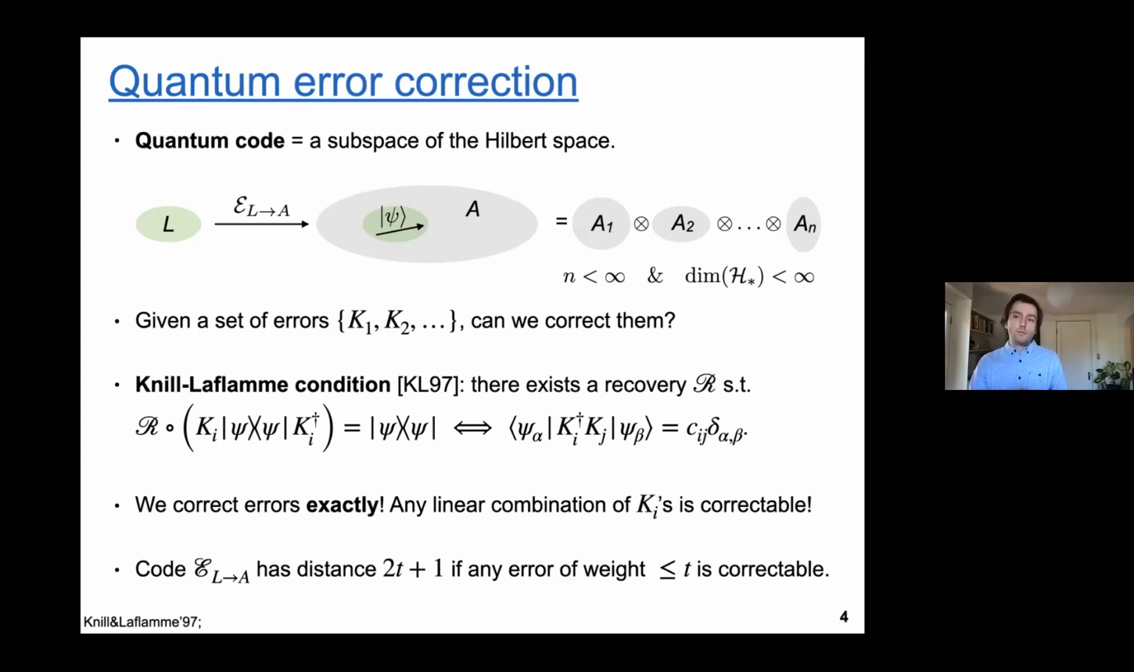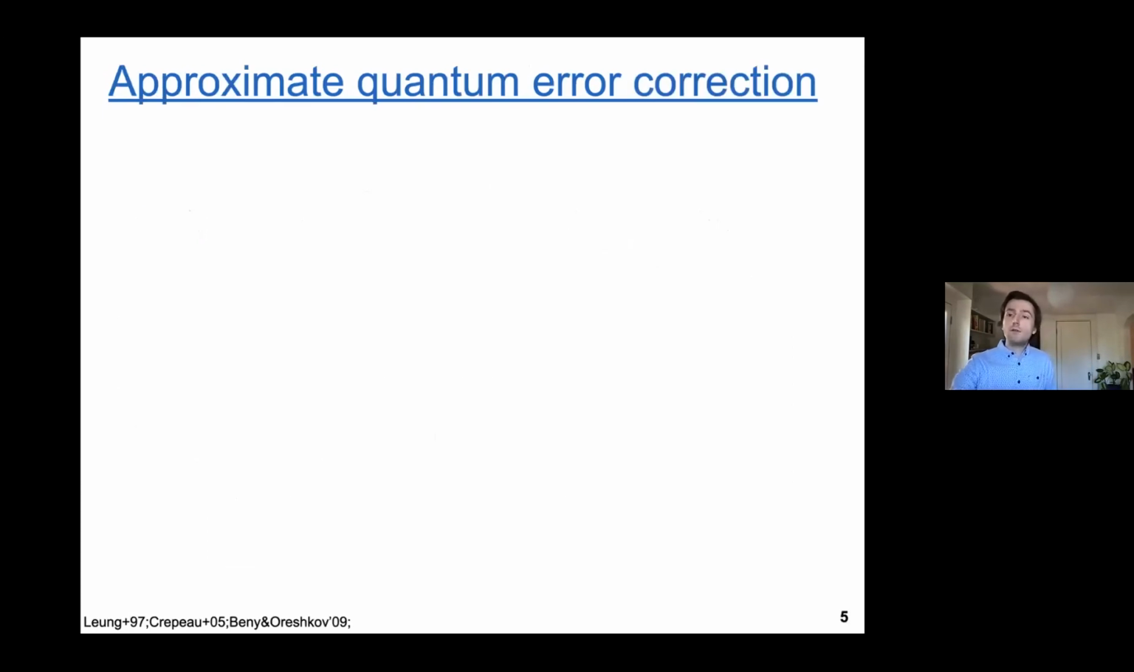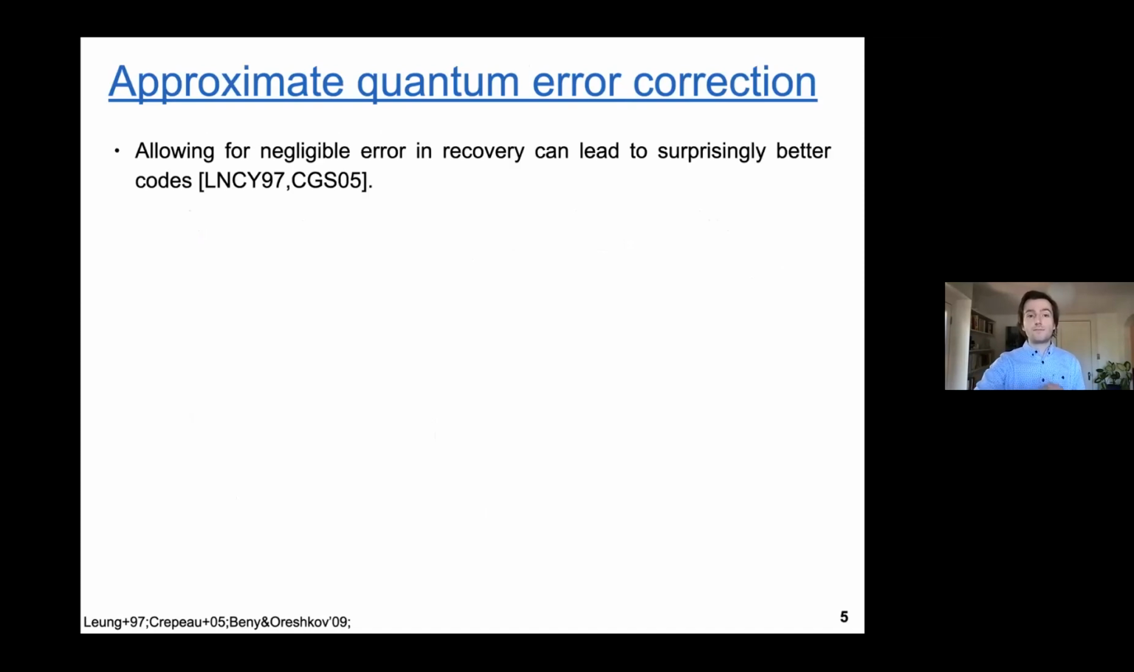So the notion of the code which shows up here is the notion of the code distance. We say that the code has distance 2t plus 1 if any error of weight at most t is correctable. So now let's switch gears and talk about approximate quantum error correction.